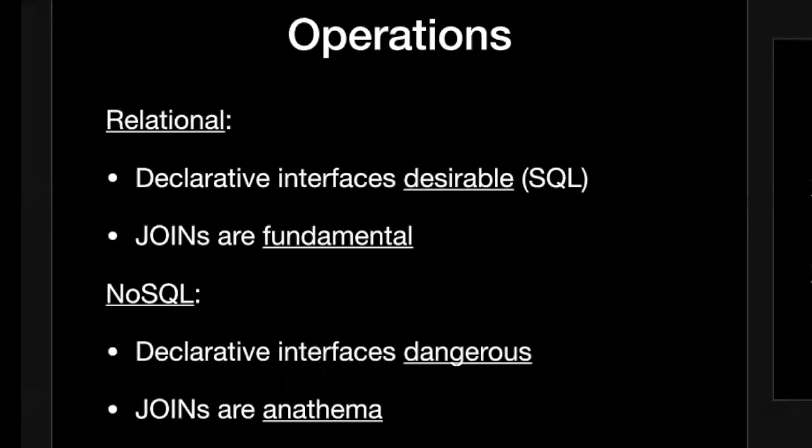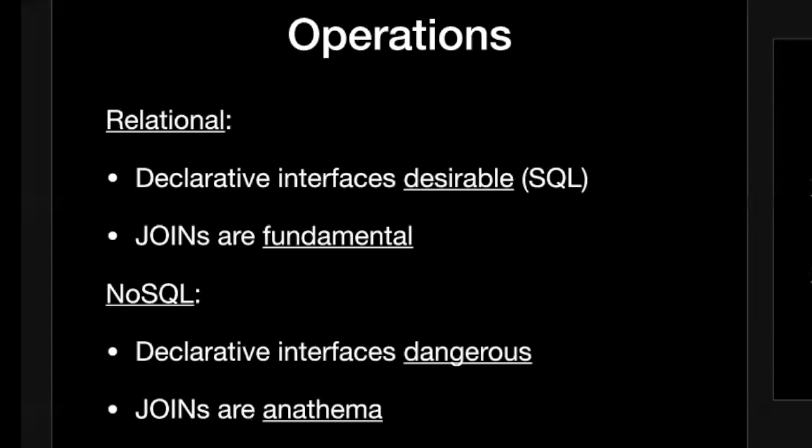Operationally, relational databases are characterized by declarative interfaces, and these are considered highly desirable, and SQL being the preeminent one of those. And in relational databases, because of highly normalized schemas, joins are fundamental, okay? You join on foreign keys, and that is a fundamental operation. And it's not unusual in a database with a large number of tables, I don't know what you think is large, but let's say 100, 1,000, multi-table joins, 4, 5, 6 tables are not uncommon.